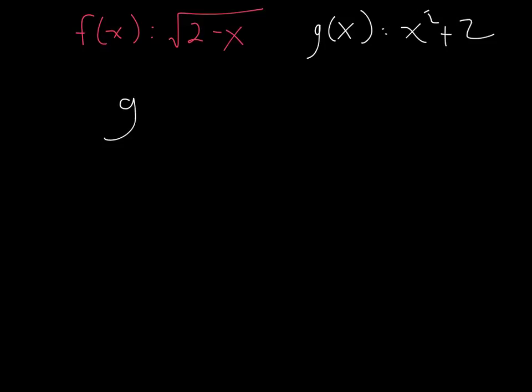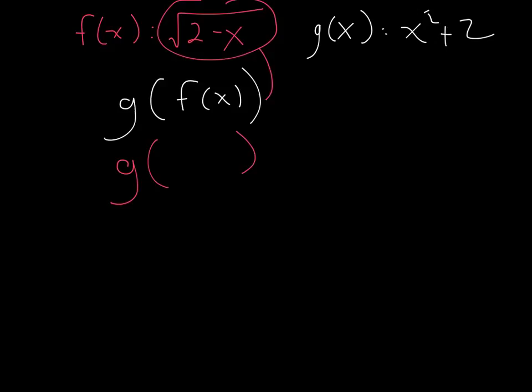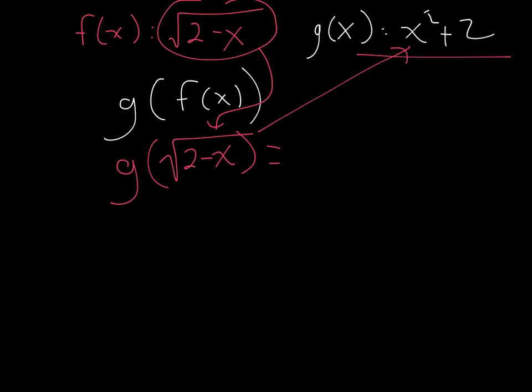What if we switch this around and take g of f of x? So g of f of x is 2 minus x. That's what I'm going to be plugging into the g function. So g of f of x, or g of the square root of 2 minus x. That tells me in the g of x function, I'm replacing the x with the root 2 minus x.